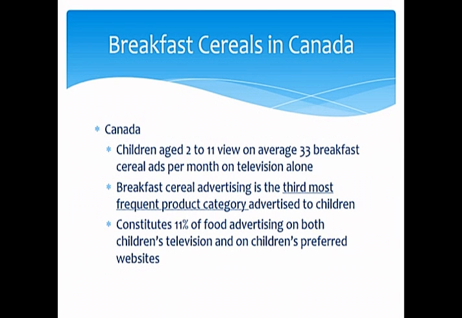In Canada, I've done research looking at this as well, and kids between the ages of 2 and 11 are seeing about 33 breakfast cereal ads per month on television alone, so that works out to about 400 breakfast cereal ads on TV alone. But of course, kids are being exposed to marketing in a whole bunch of different forms of media and different settings. Breakfast cereal advertising is the third most frequent category that's advertised to children, and it constitutes 11% of the advertising that kids see both on television and on the internet.